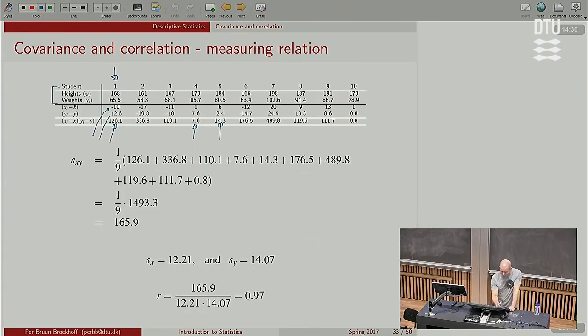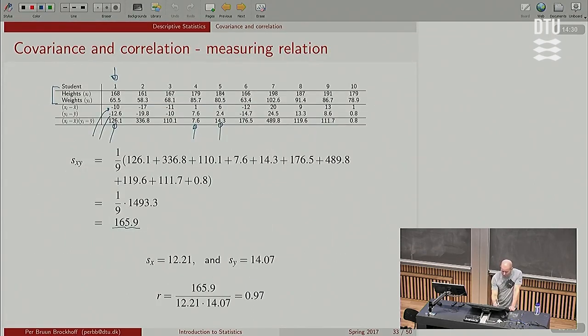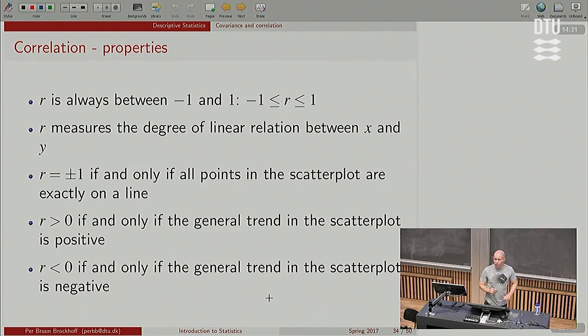Let's look at the example. The covariance was 166. A covariance as a number is difficult to interpret. What does it mean, 166? Now, I can take the standard deviation of heights, 12 centimeters, standard deviation of weights, 14 kilograms, and I divide by those, and I get a correlation of 0.97. This is a number, the correlation, which we know something about.